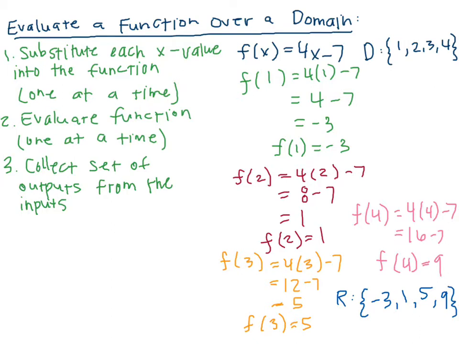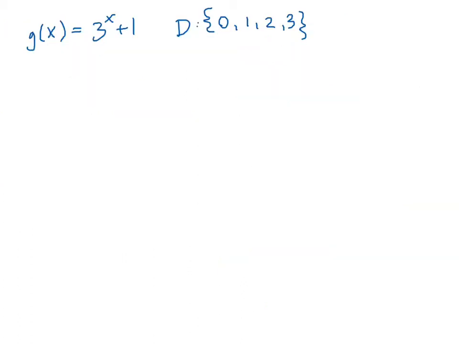Let's go through one more example. For this function, we have function g instead of f, and it's g of x equals 3 to the power of x plus 1, and the domain is 0, 1, 2, and 3. My first step is to substitute each x value into the function.